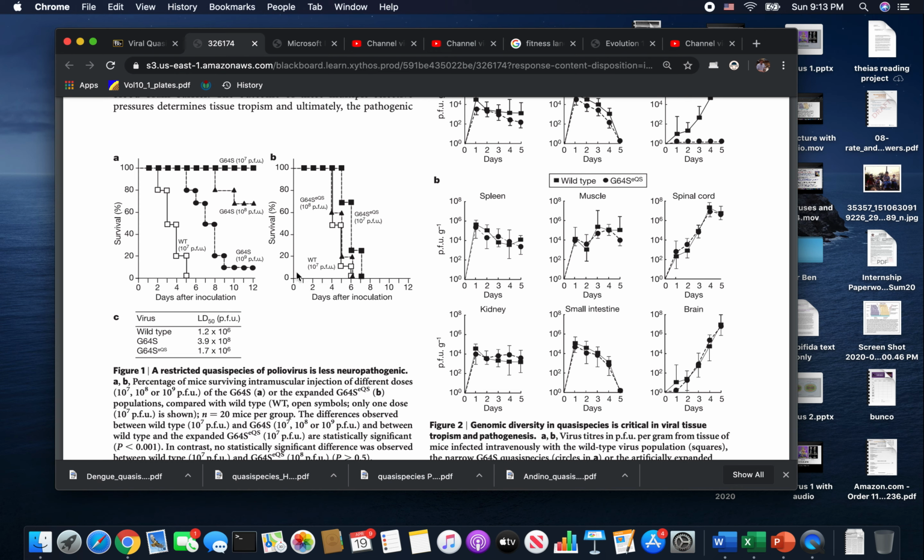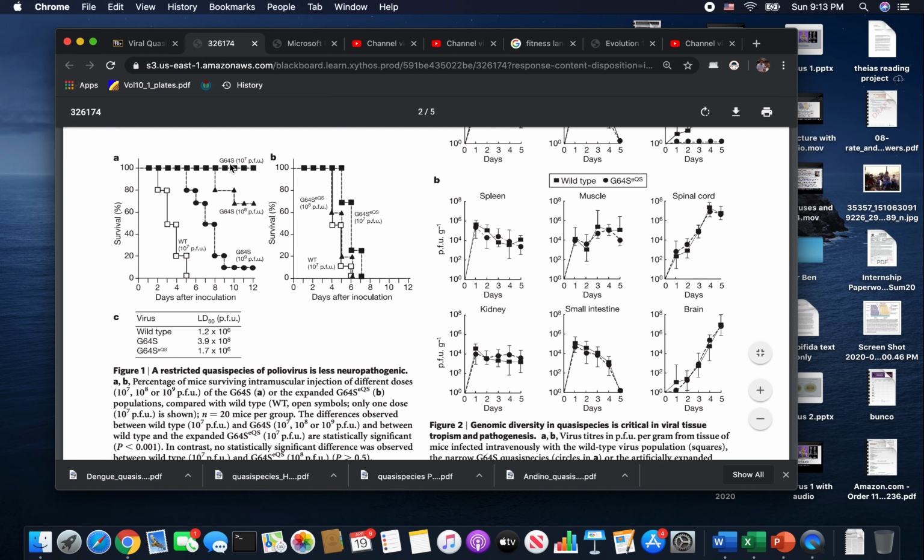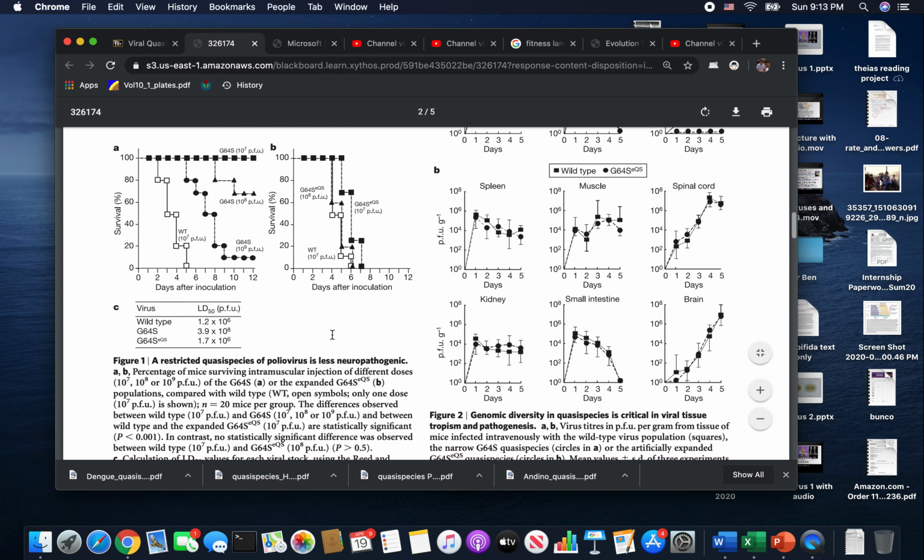So you can either start out with nothing and make the mutations when you get there. That's what the wild type does. Or you can start out with all the mutations there, and then you don't have to make anything, and that's what the EQS does. Or you can start out with no mutations and not be able to make any mutations, and then the virus is going to lose and the mouse is going to win, and that's what G64S up here is showing you. So that's interesting, right?